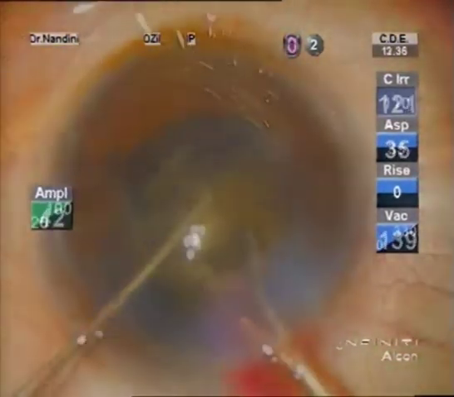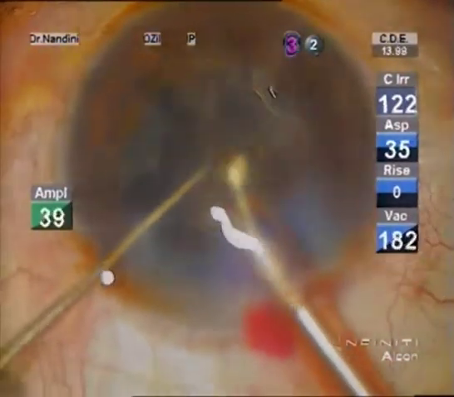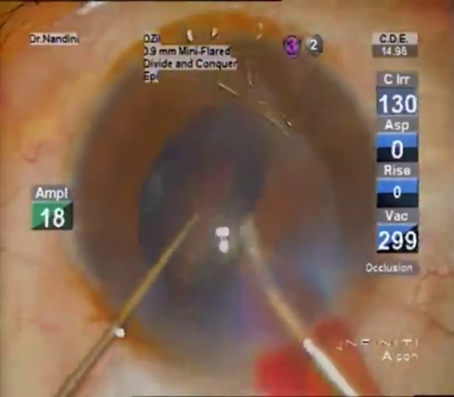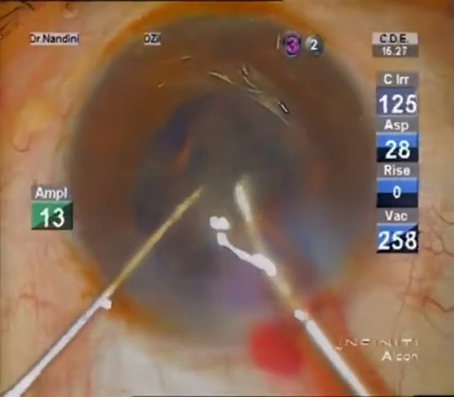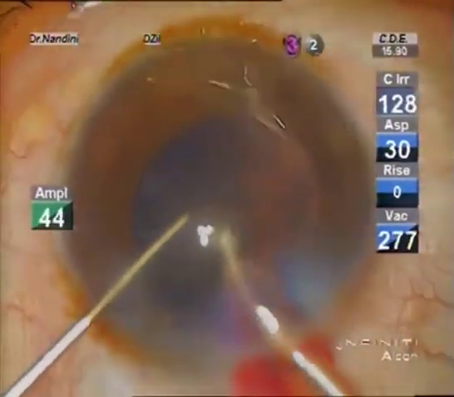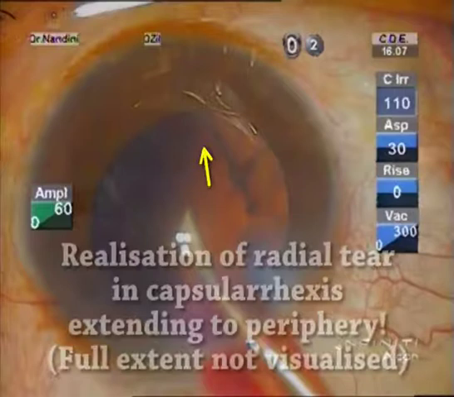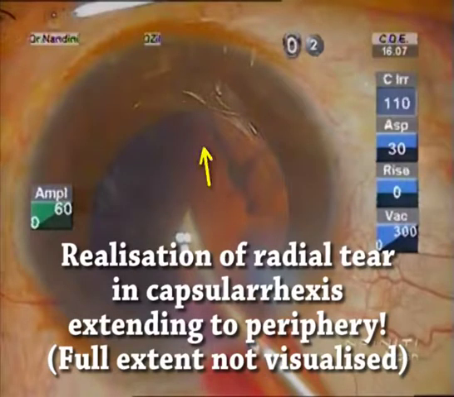However, during the course of quadrant removal, as the wedges are brought up in the level of the pupillary plane, it is realized that there's an extension of the capsularrhexis again inferiorly at the 6 o'clock position.